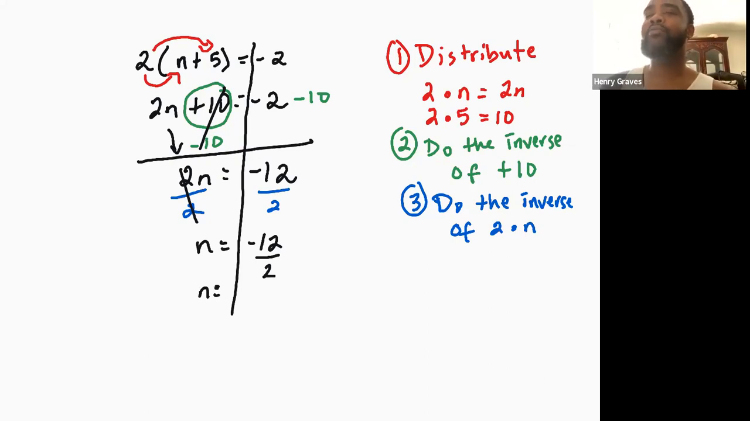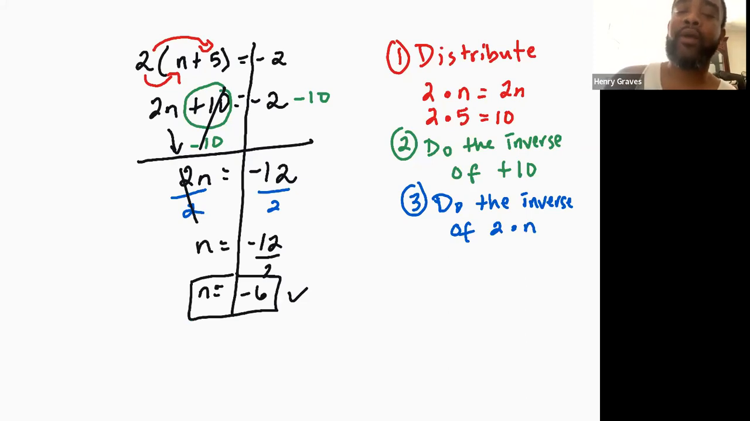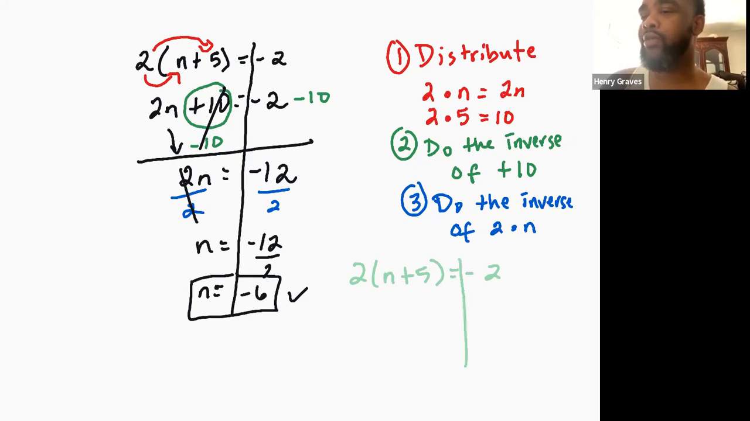The cool thing about this problem, you can also solve it another way. So let me just go ahead and do it the other way. You had 2 parentheses n plus 5 equals -2. If you just say, you know what, I'm just going to divide both sides by 2, that leaves n plus 5 is equal to -1. Then I'm going to subtract 5 on both sides. So n is equal to -1 minus 5, so n is equal to -6.